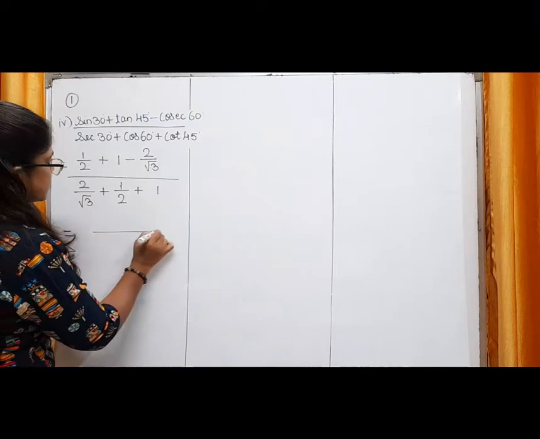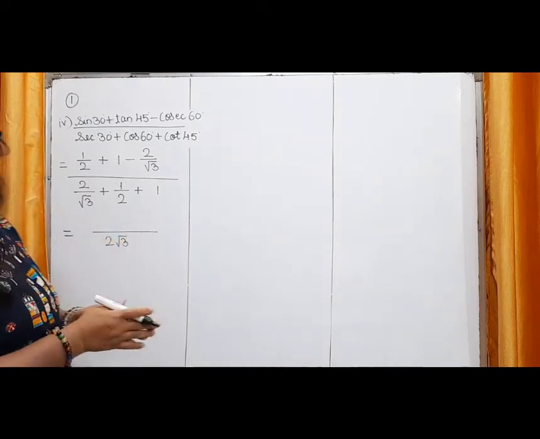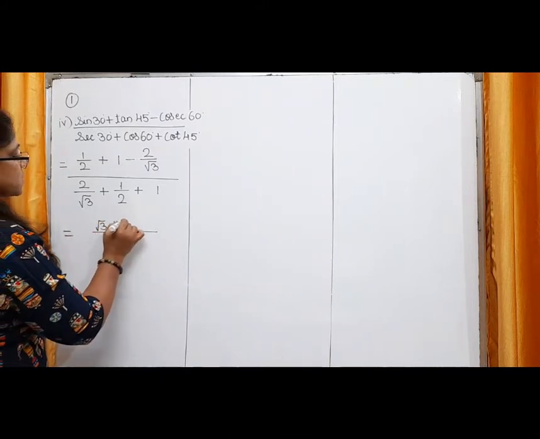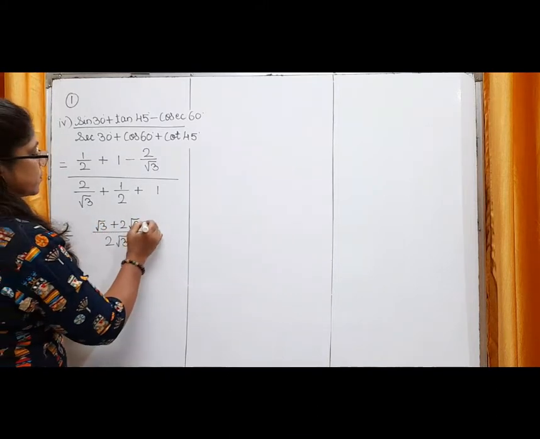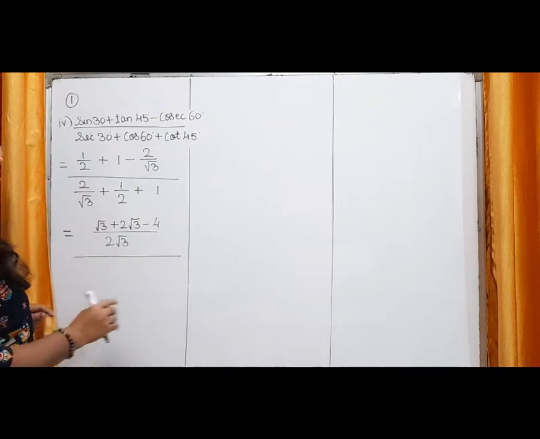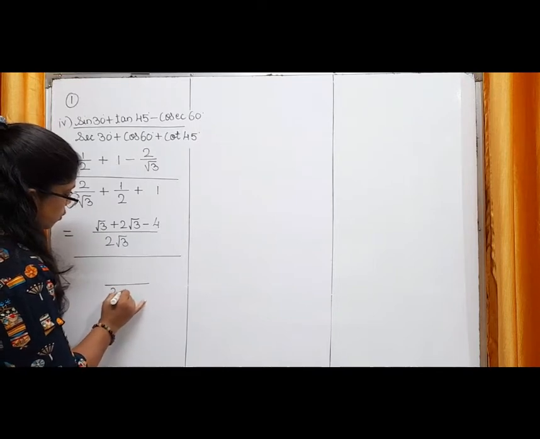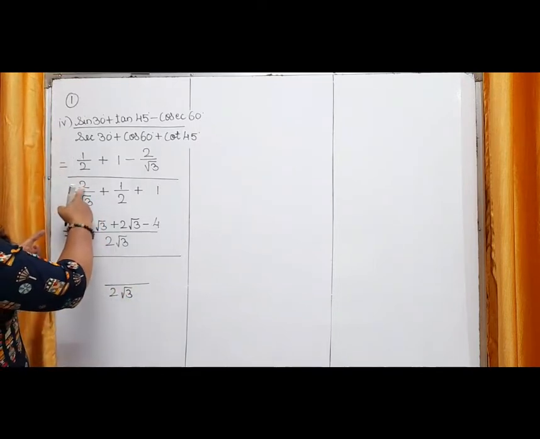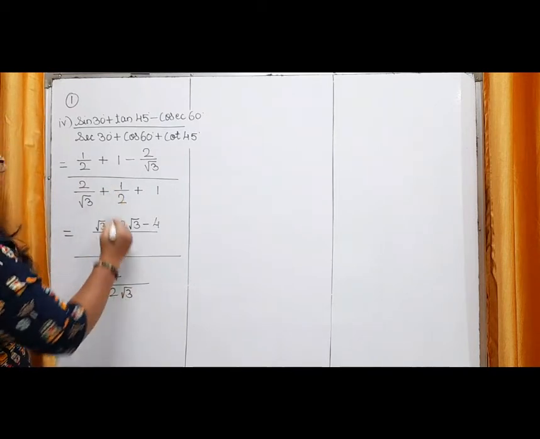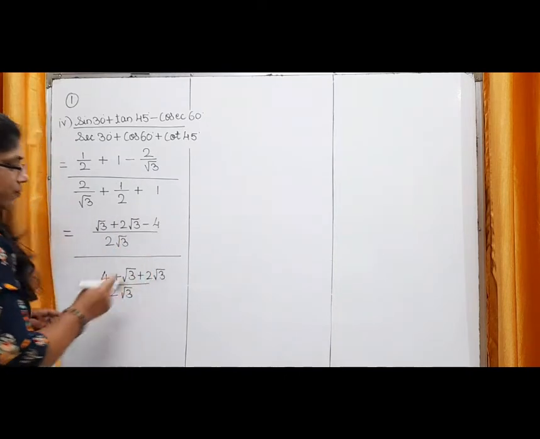Numerator. Here the LCM is 2 root 3. So what are going to be our numerators? Here root 3 plus 2 root 3 minus 4, upon, even here our LCM is 2 root 3. Here the numerator becomes 4 plus root 3 plus 2 root 3.